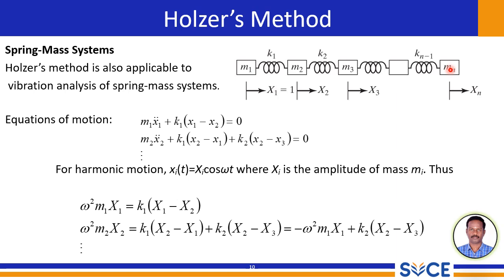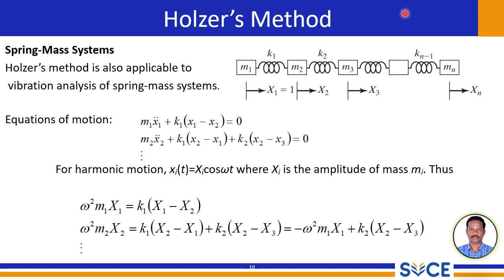Similar to the torsional system, we can derive the equation of motion for each mass. That is, for the first mass, according to Newton's law, m1 x1 double dot, mass into acceleration, equals stiffness into difference in displacement, because k1 is connected with both mass m1 and m2. So x1 minus x2 will come into picture. In this fashion, we also write the second equation: m2 x2 double dot plus k1 (x2 minus x1) plus k2 (x2 minus x3) equals 0.